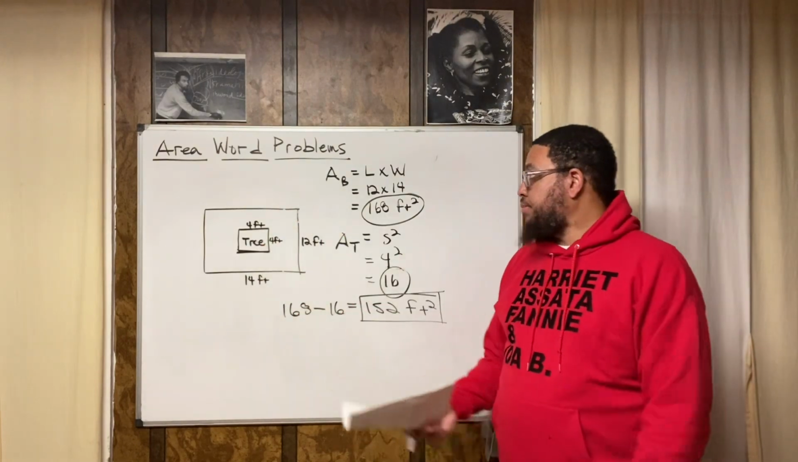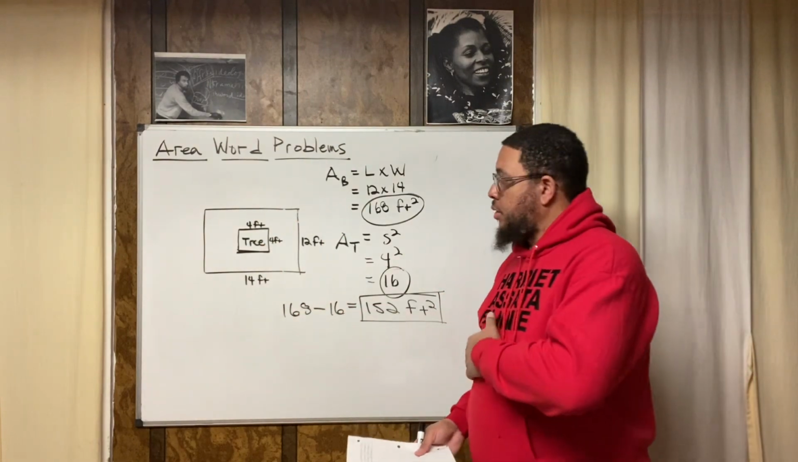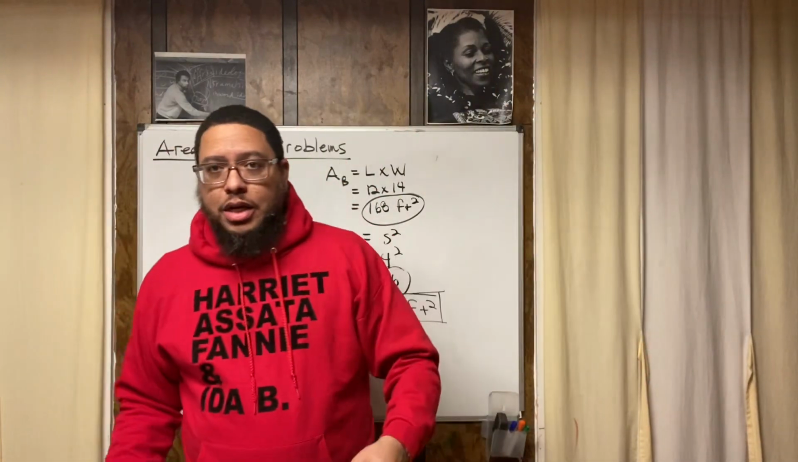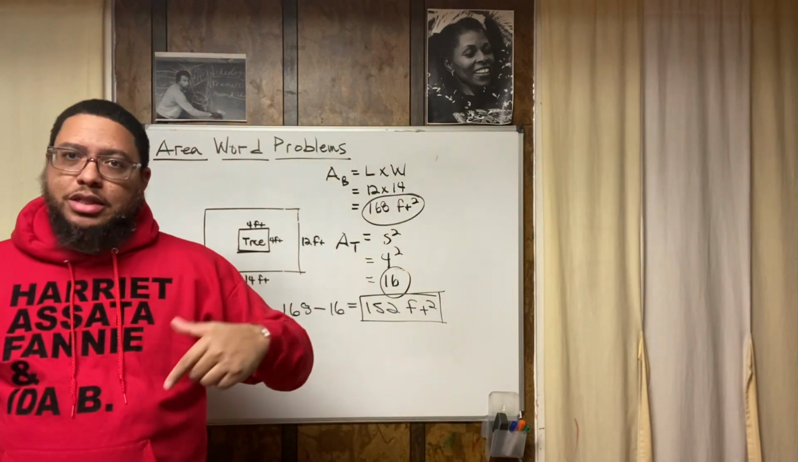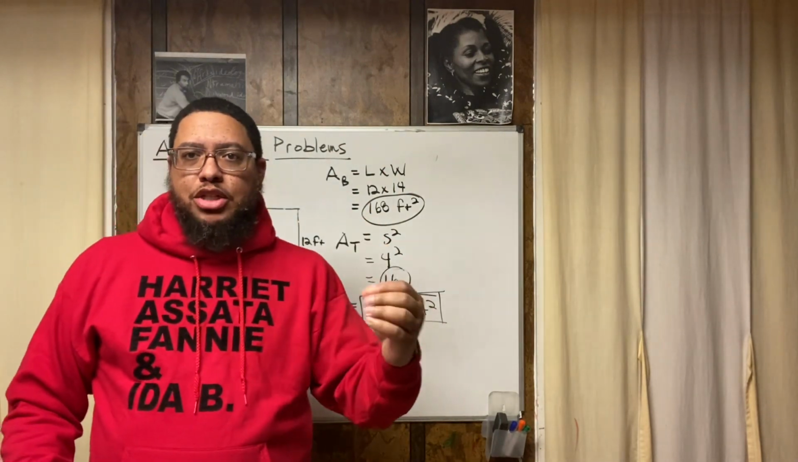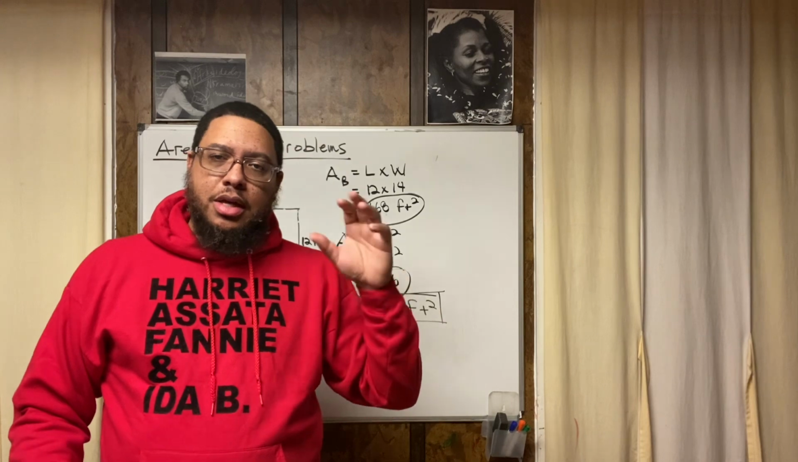So again, donut hole method. Find the area of the total object. Find the area of the little object inside that you want to get rid of, and then do the subtraction to get rid of it, so you can get a true measurement of the area of the object that you need.